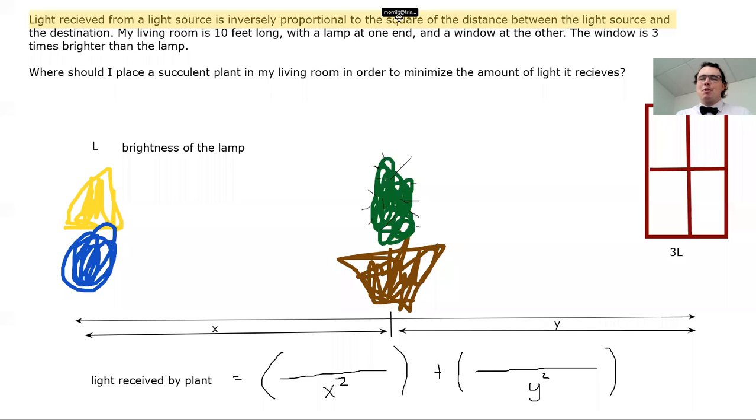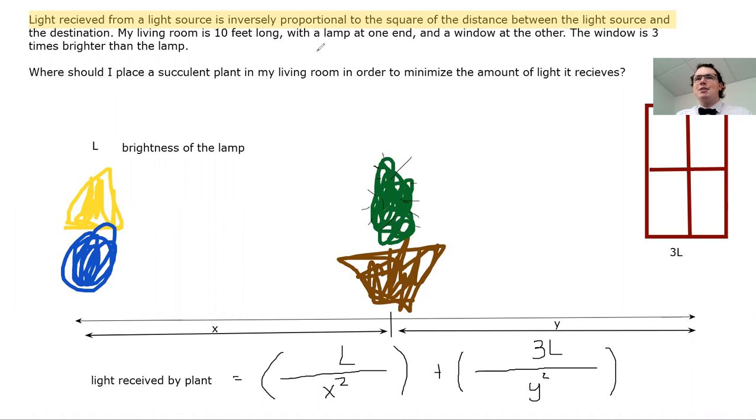What are the numerators of these fractions going to be? Well, I know that I have to take into account the brightness. So I'll have a capital L over here for the brightness of the lamp. And the brightness of the window is 3 times the brightness of the lamp, so 3 times L.